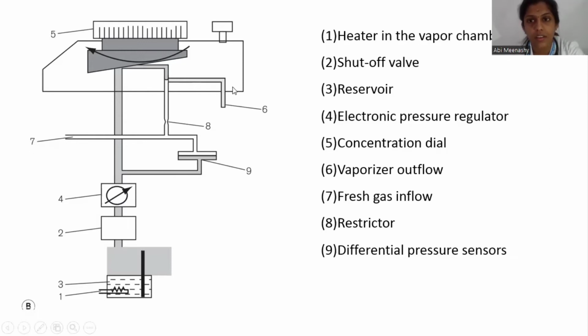6 is your vaporizer outflow. 7 is your fresh gas flow. Fresh gas flow comes like this. Here it is a pressure sensor. So 7 is your fresh gas inflow. Here the pressure is being sensed. On this side, the vapor pressure is being sensed. Both of these will show in this concentration dial, in this pressure regulator.